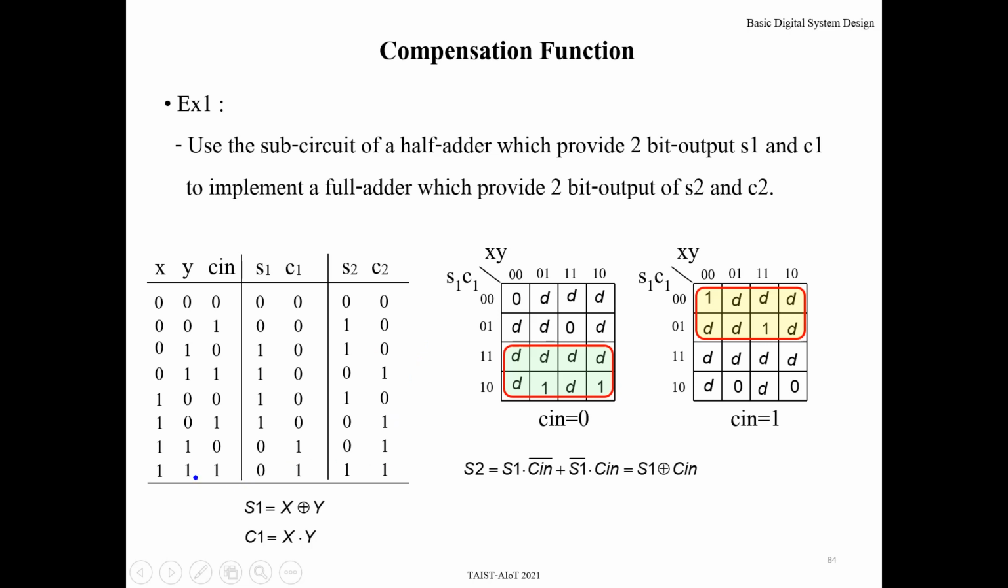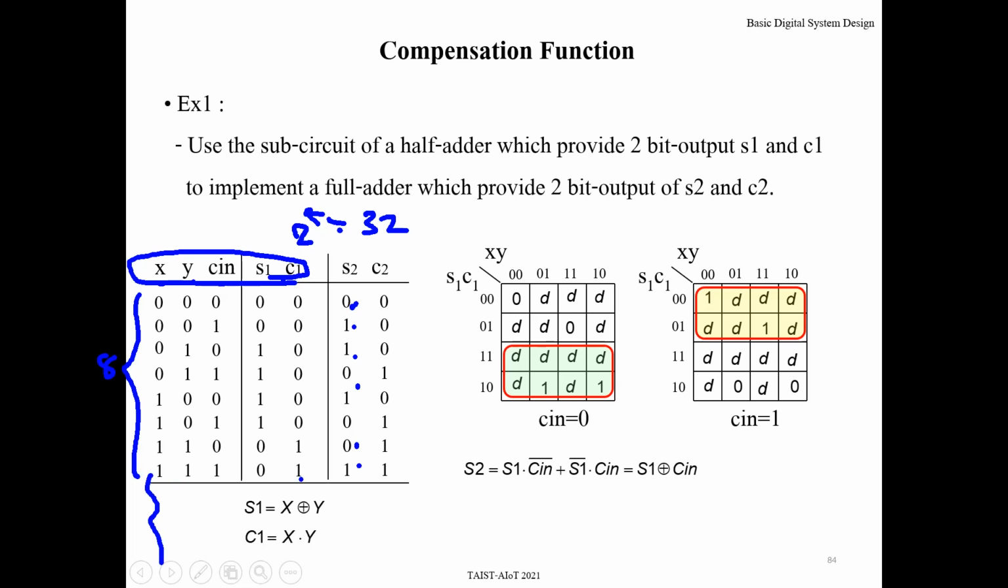And for the input, now you have 5 variables, namely 5, so there should be 32 rows, but you just read 8, right? You know that value. For the left ones, you can treat them as don't care. So you write down don't care for these input values.